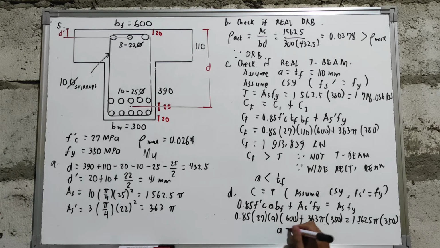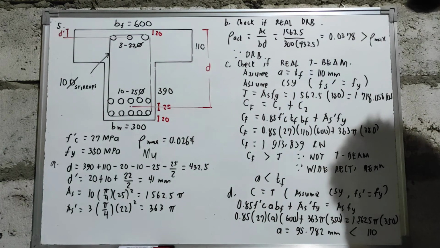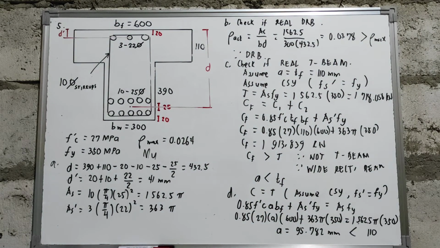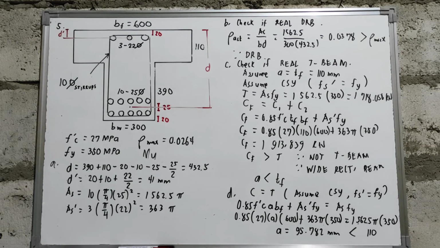So the value of your A is now equal to 95.782 mm. If we check, our value of A is less than the thickness of the flange, which is equal to 110 mm. So now we will find our value of C, since we already got the value of A. And after we compute C, we're going to check if our assumption is correct or not.